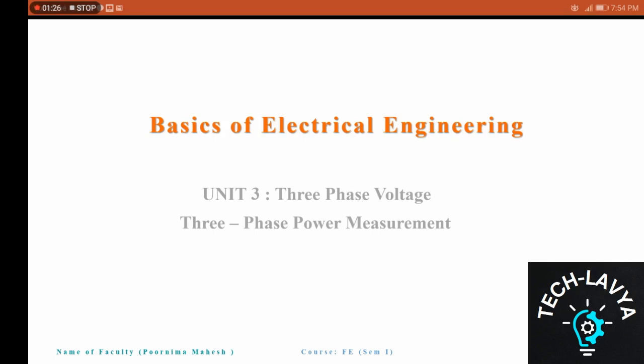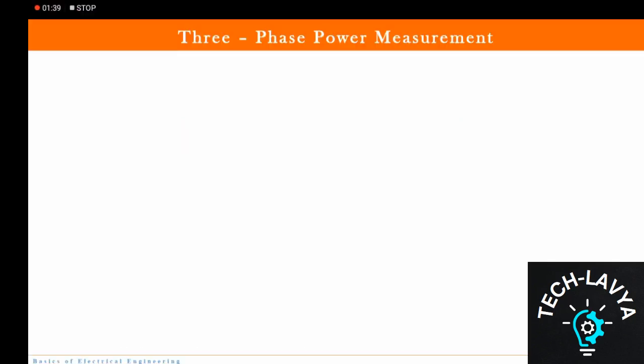So if you want to measure the power in an AC circuit, you require a special instrument. Now, wattmeter does this job for us. It also measures the power factor. Let us see what exactly is meant by this.